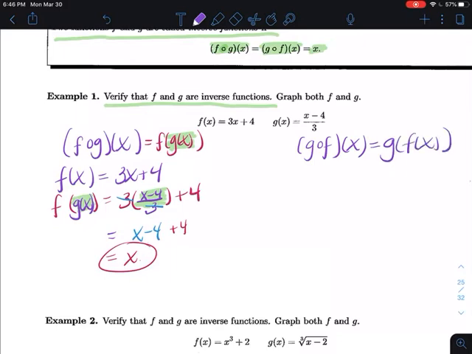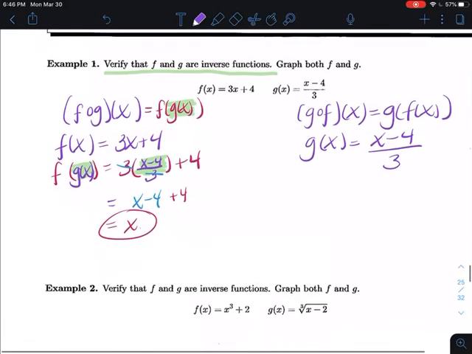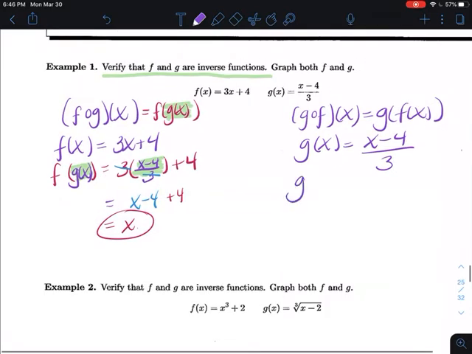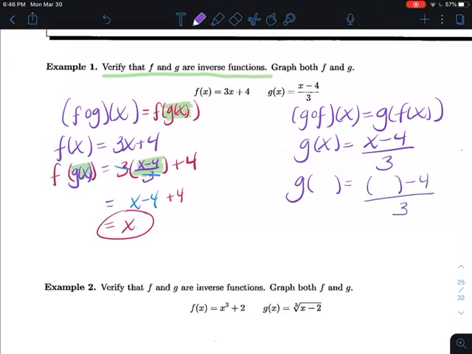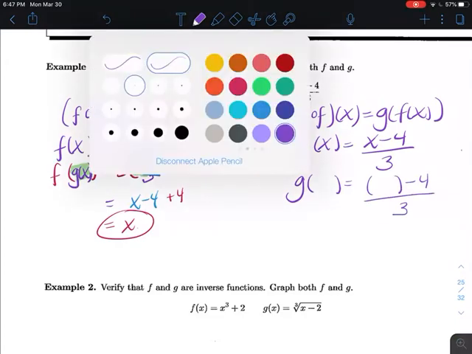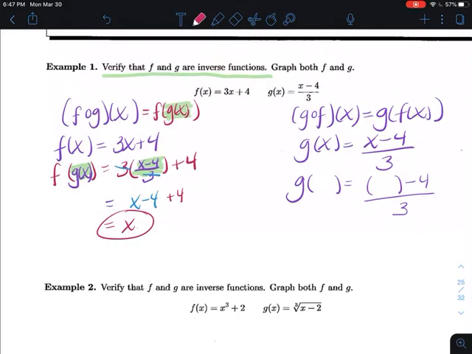So you start off with the g function. g of x is this fraction, x minus 4 over 3. You take x out of the picture, leave it with blank parentheses. So everywhere you see an x, you're going to put blank parentheses. Inside the parentheses, you're going to put f of x. So over here, we have f of x in the parentheses.